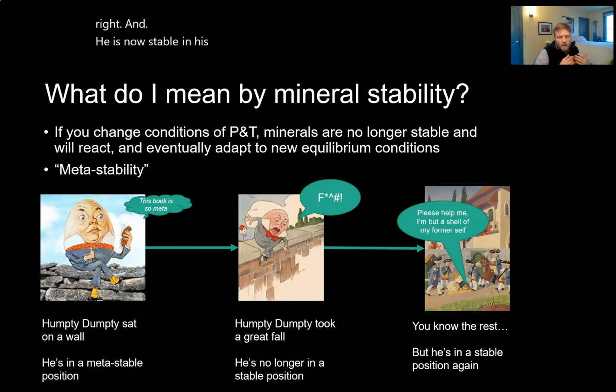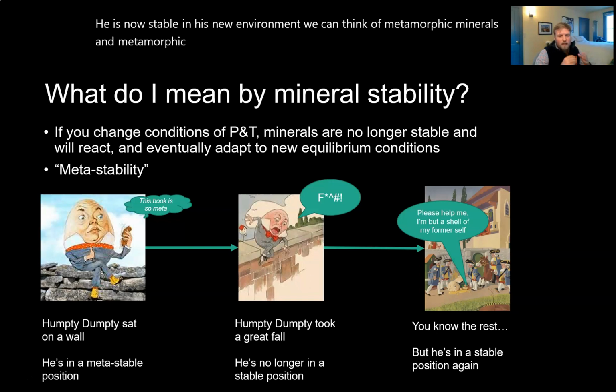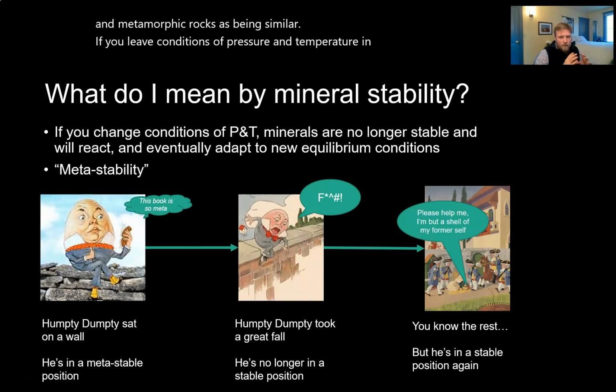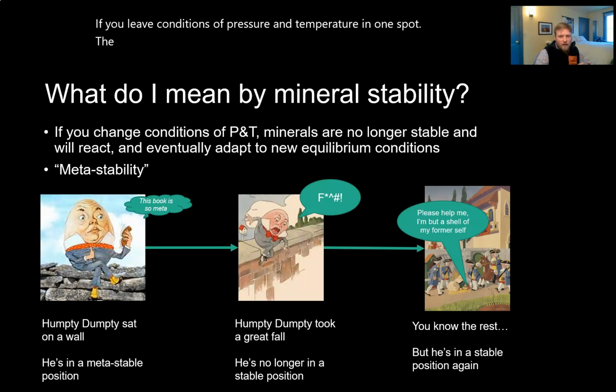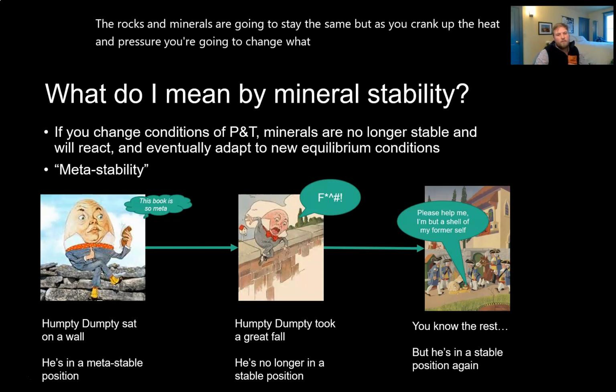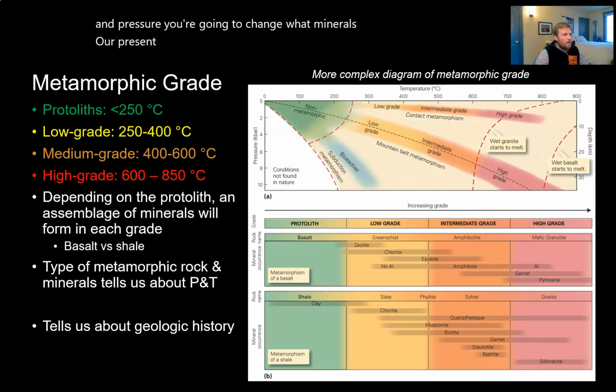So we can think of metamorphic minerals and metamorphic rocks as being similar. If you leave conditions of pressure and temperature in one spot, the rocks and minerals are going to stay the same. But as you crank up the heat and pressure, you're going to change what minerals are present. Okay? So here's a little bit more complex explanation of metamorphic grade.